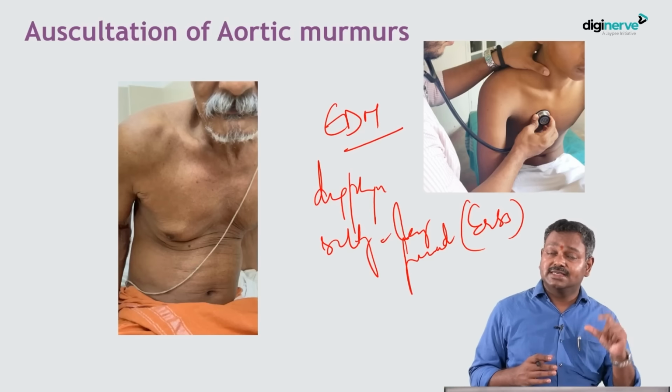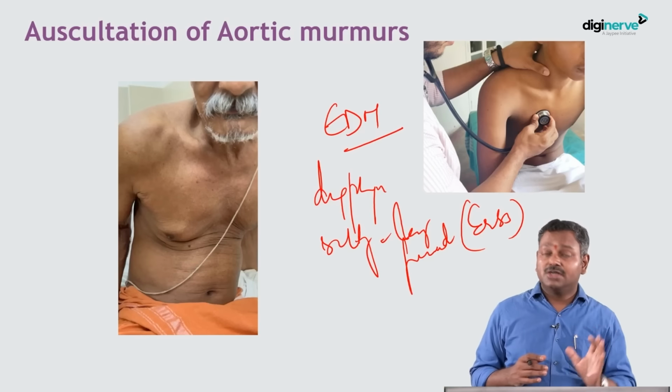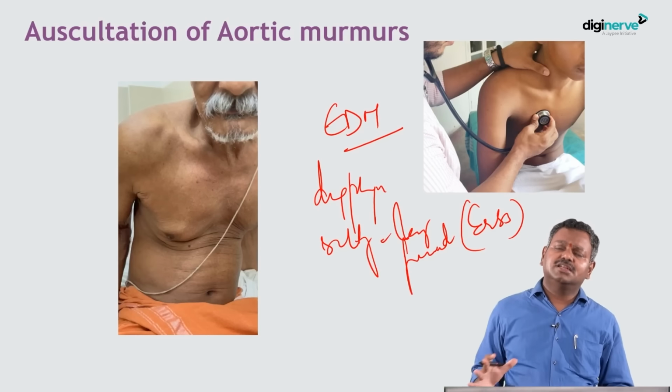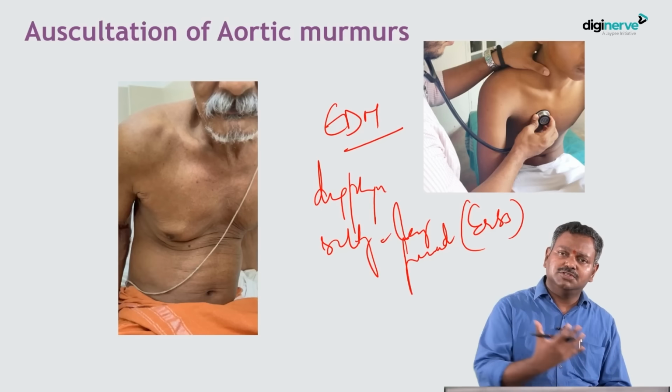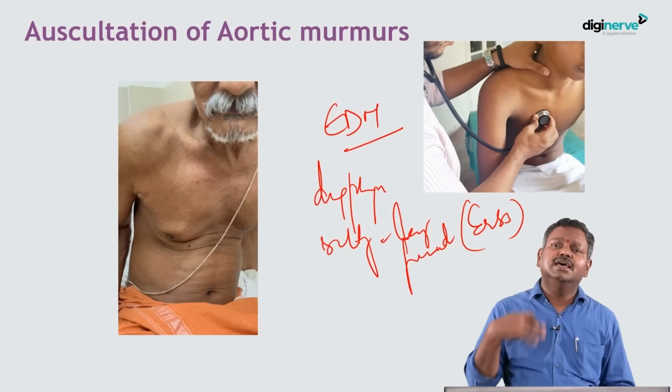Auscultation for the opening snap is always with the diaphragm. Auscultation for S3 is with the bell. Auscultation for the mid-diastolic murmur of mitral stenosis, bell. All other murmurs are with the diaphragm. So mitral area, left lateral position. Aortic area, sitting and leaning forwards. Both the murmurs, in expiration. Always time with the carotid.